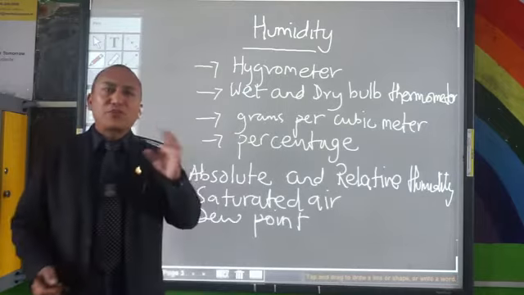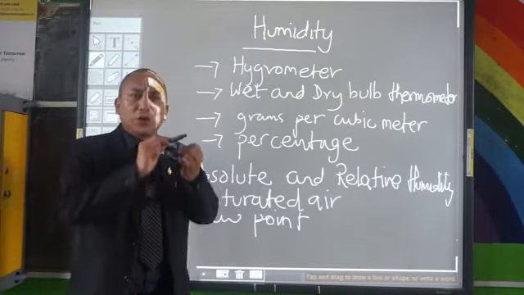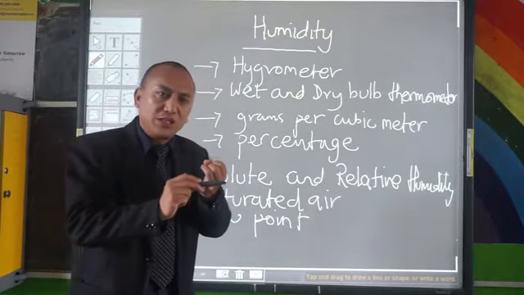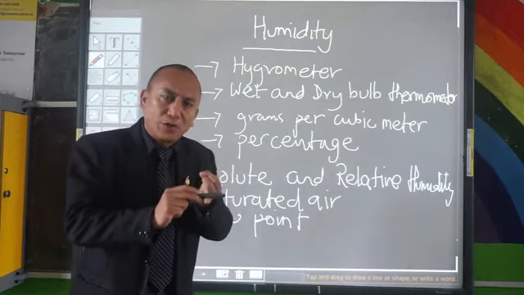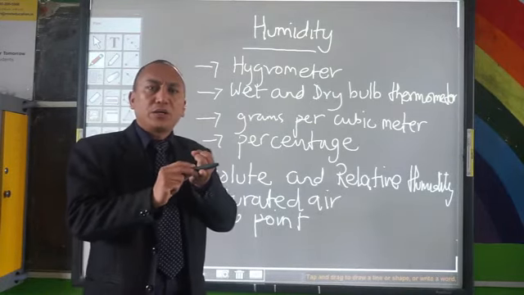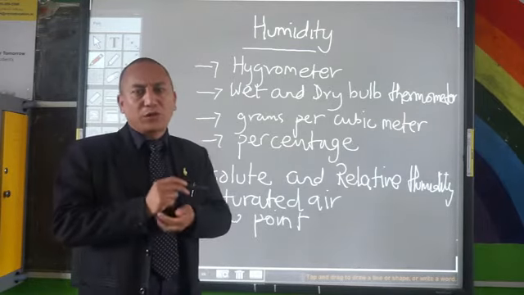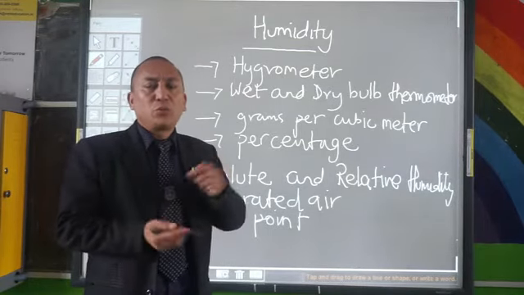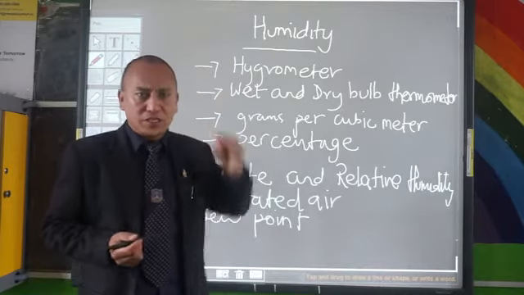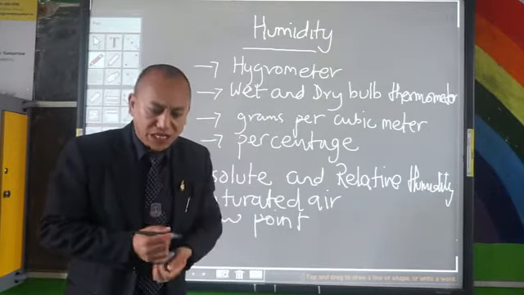Then we have different types of precipitation. For instance, rainfall is an example of precipitation. Hailstone is an example of precipitation. Sleet is an example of precipitation. Snowfall is an example of precipitation. So when water is released from the clouds in different forms, it is called precipitation.